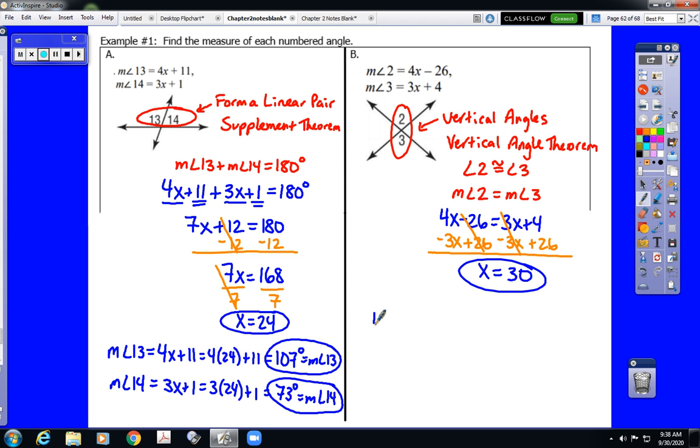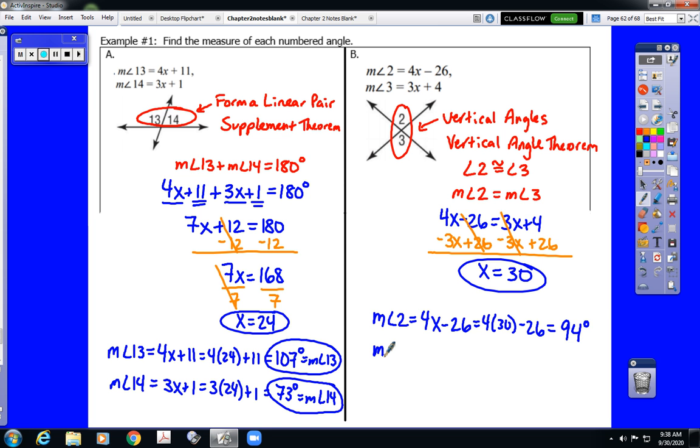Once again, we're going to take that value, we're going to plug it back in to find the measure of the actual angles. So that would be 4x minus 26 for angle 2. That is 4 times 30 minus 26, which is 94 degrees.